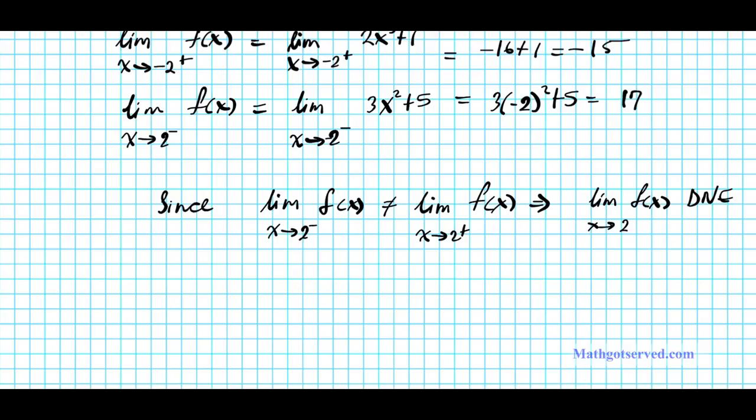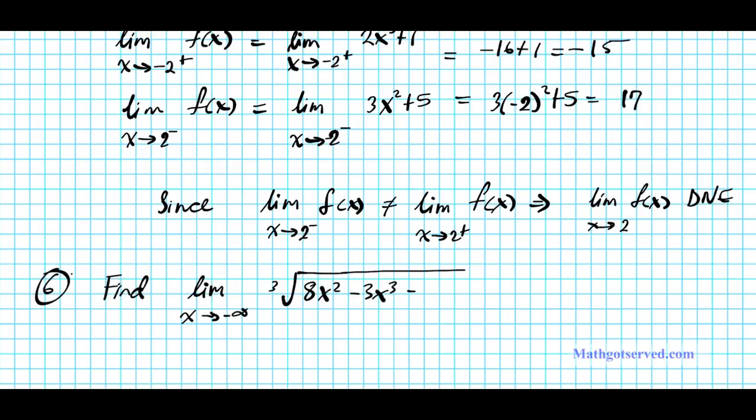All right, let's take a look at question number 6. So for question 6, we're to find the limit as x approaches negative infinity of the cube root of 8x to the second power minus 3x to the third minus x to the sixth, divided by x times x plus 5 times x minus 2.